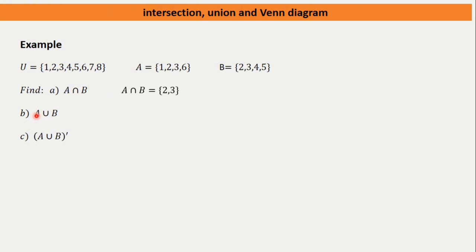In B, we need to find A union B. To write down the union of set A and set B, we bring all the elements in both A and B in one set, and we don't repeat the common elements. In C, we need to write the complement of A union B. This is A union B, so the complement of A union B means the elements that we have in the universal set, but we don't have in the union set. What numbers are missing in the union set, but we can find in the universal set? That's 7 and 8. So this set of complement A union B will have 2 elements, 7 and 8.